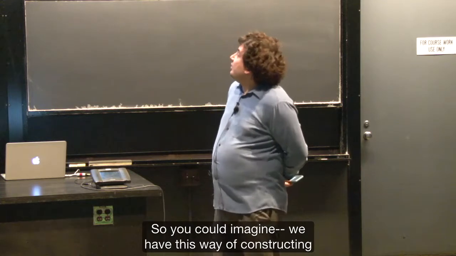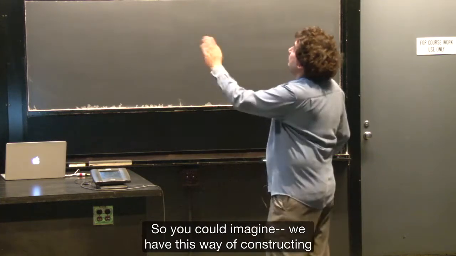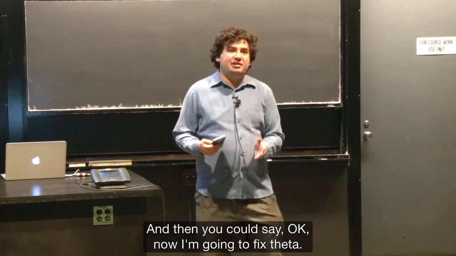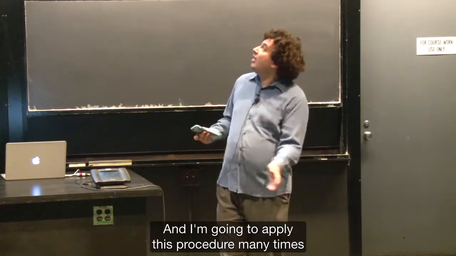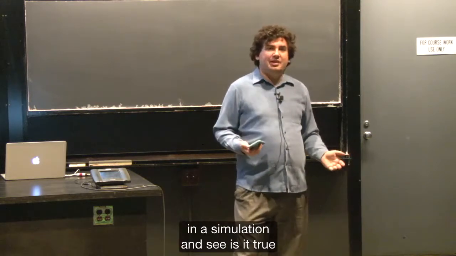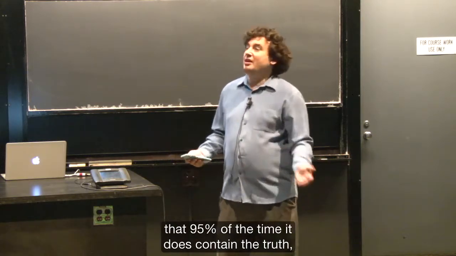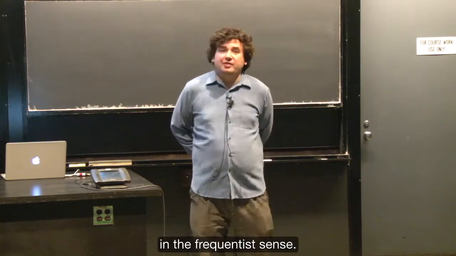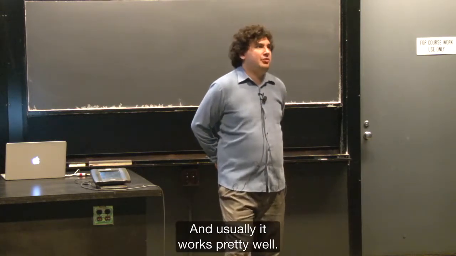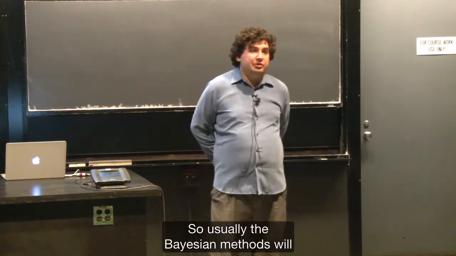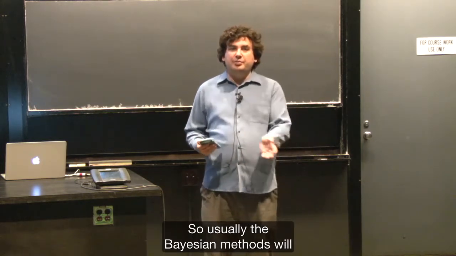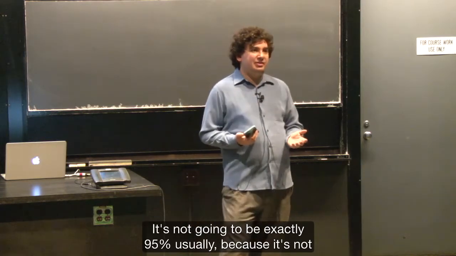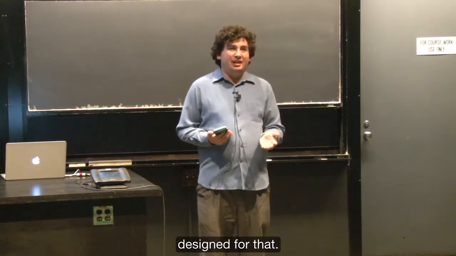So you could imagine, we have this way of constructing a credible interval, and then you could say, okay, now I'm going to fix theta, and I'm going to apply this procedure many times in a simulation and see, is it true that 95% of the time it does contain the truth in the frequentist sense? And usually it works pretty well. So usually the Bayesian methods will be pretty good from a frequentist standpoint as well. It's not going to be exactly 95% usually because it's not designed for that.